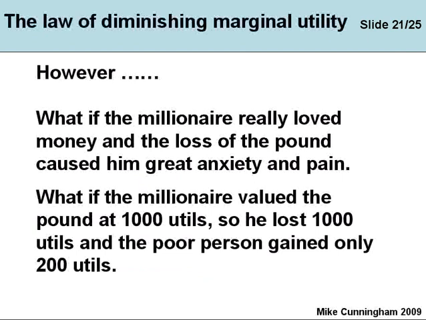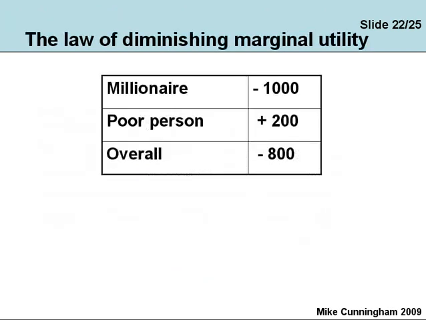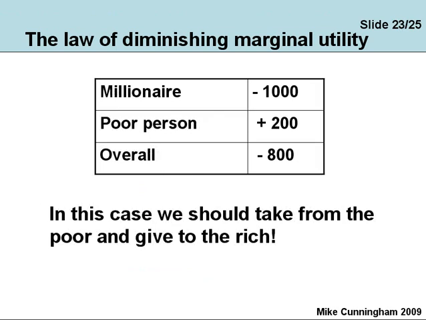What if the millionaire valued the pound at 1,000 utils, 1,000 units of utility, 1,000 units of pleasure? So he lost 1,000 utils, and the poor person only gained 200 utils. What if? Well, our table would look different. The millionaire is down 1,000 utils, and the poor person is only up 200 utils. So overall, society is worse off. Perhaps we should take from the poor and give to the rich. Seems a bit strange, but well, that's the logic of it.